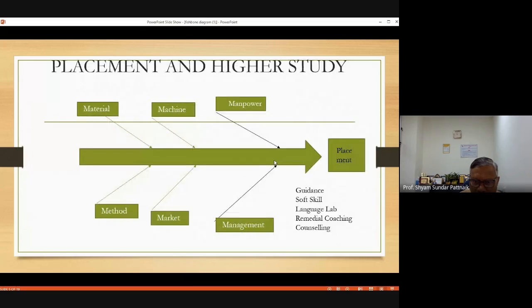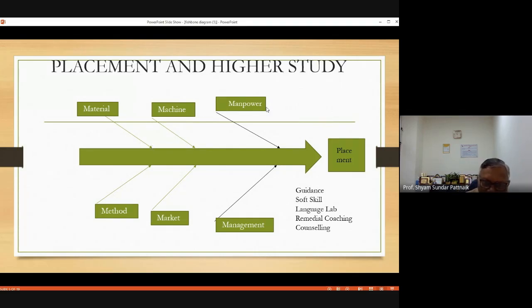Now, when I look into this problem, we see what can be the main causes for it. I have followed the same 6M approach here, and I'll justify how the 6M approach comes into the picture. I define the main problem as placement and higher study, and for that my causes are manpower, management, market, machine, method, and material. I've just gone with that 6M approach of the fishbone diagram, the things which are taken care of in the manufacturing industry.